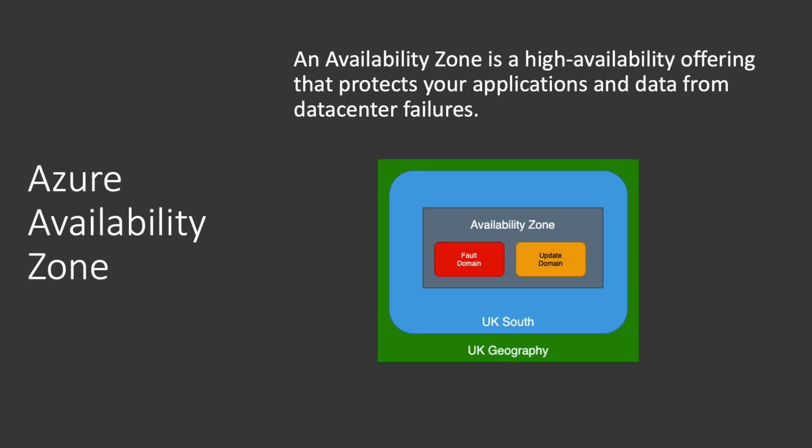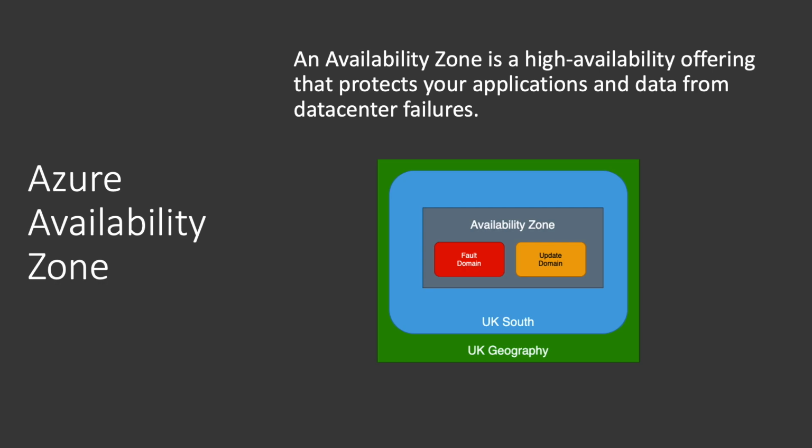What is Azure Availability Zone? An Azure Availability Zone is a highly available offering that protects your application and data from data center failures. An availability zone is a unique physical location within an Azure region. So as we said, first we have the geography, which is basically the country or a continent. Then we have the region, which is basically an area within that country or a continent. And then within those regions, we have something called the availability zone.